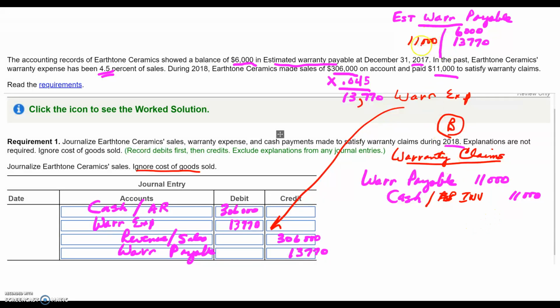And that means that at the end of this period, in our estimated warranty payable account, here's our beginning balance of $6,000, our accrual for warranty claims for the year, and our payment. So this will give us a revised balance. This looks like 19,770 minus 11, so it looks like 8,770 will be our new balance in the estimated warranty payable account. Okay, that's it for that question.